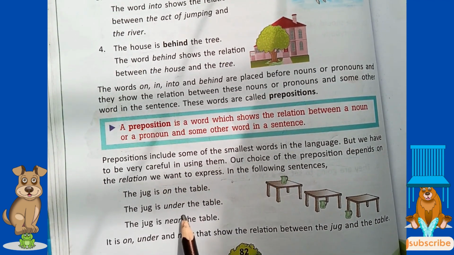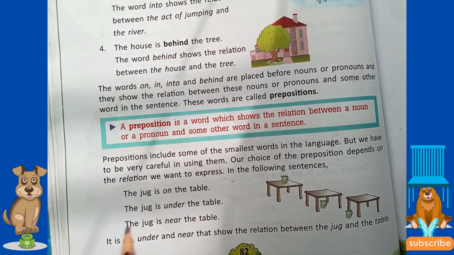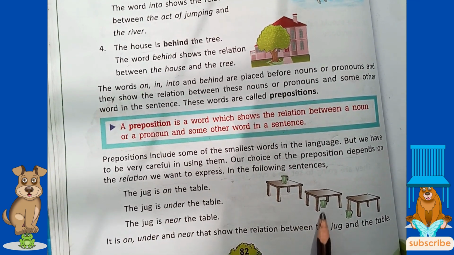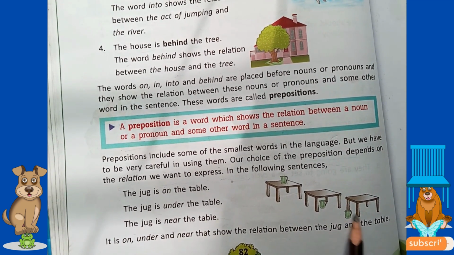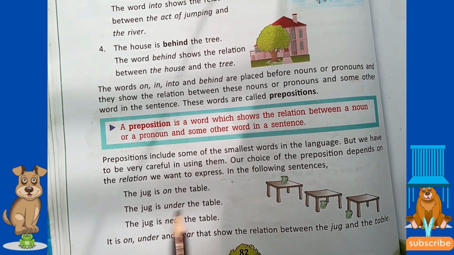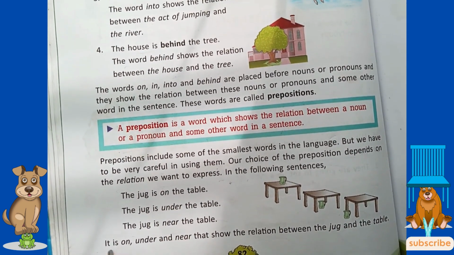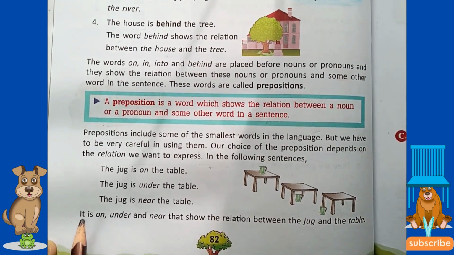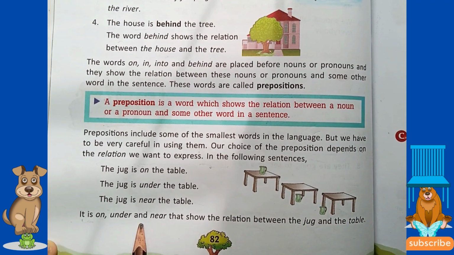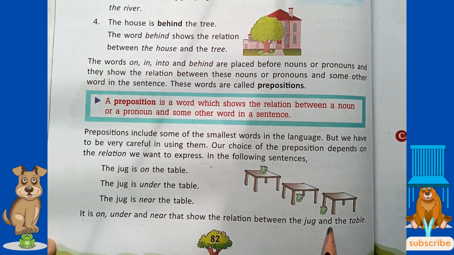In the following sentences, the jug is on the table. The jug is under the table, and the jug is near the table. So, on, under, and near are the prepositions. It is on, under, and near that show the relation between the jug and the table.